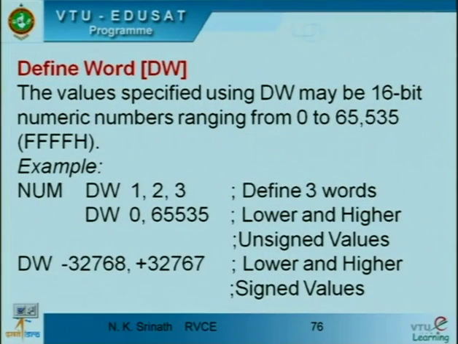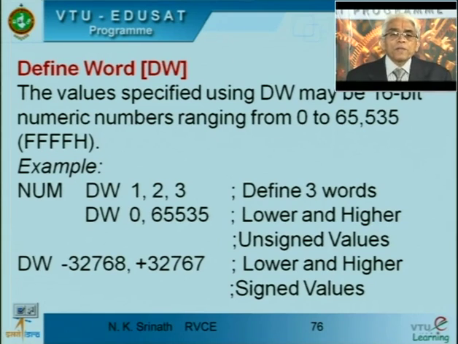Now let us go to the next part, how do you define a double word. The values specified using DW may be 16-bit numerical numbers ranging from 0 to 65,535. In the decimal number system it is 65,535, but in the hexa number system, it is FFFF hexa. So we can mention in the program DW 1, 2, 3, which are defined as 3 words.